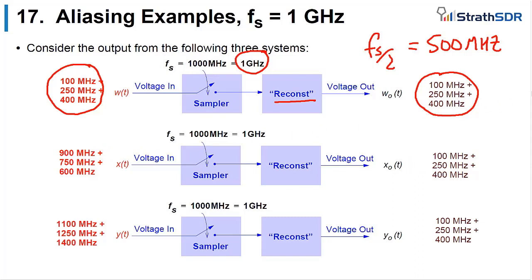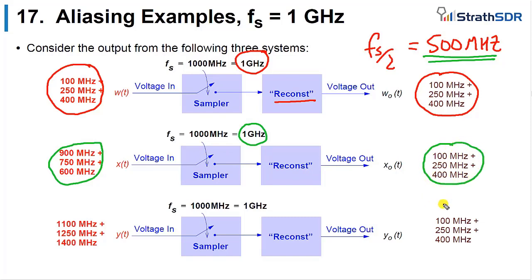Now here's another experiment. What if I were to sample 3 sine waves, but this time at 900, 750, and 600 megahertz, and I sample at 1 gigahertz? Well, the Nyquist sampling theorem requires greater than twice the maximum frequency, and I've violated that because 900, 750, and 600 are all greater than 500. So we sample, and when we reconstruct, we find aliasing happens, and actually the 900 aliases to 100, the 750 to 250, and the 600 down to 400.